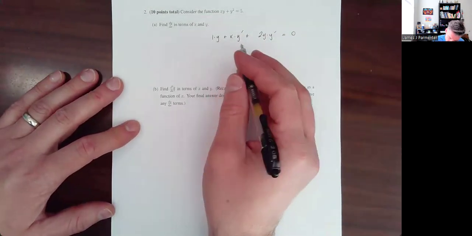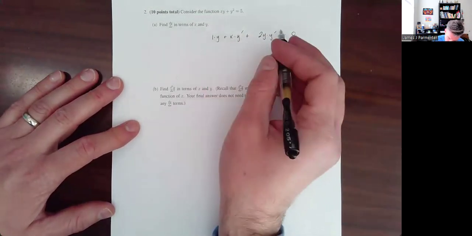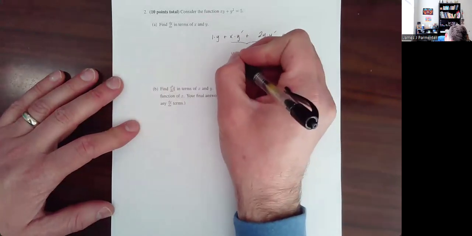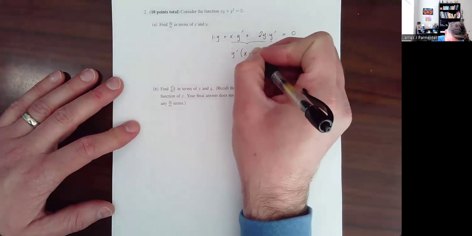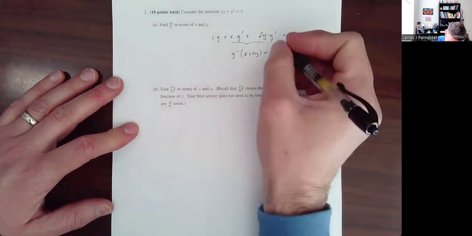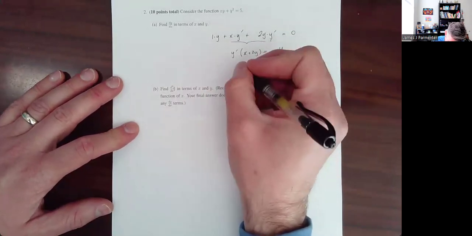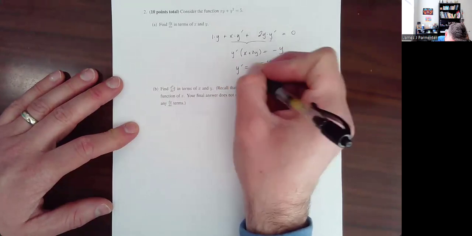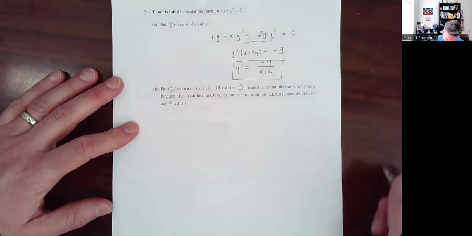Solve for y prime. So leave this on the left, bring that over to the right. I would also factor out a y prime from these two terms here. So I'm going to have y prime times x plus 2y equal to negative y; subtract y, divide by that, and you get y prime equal to negative y divided by x plus 2y. That's y prime.